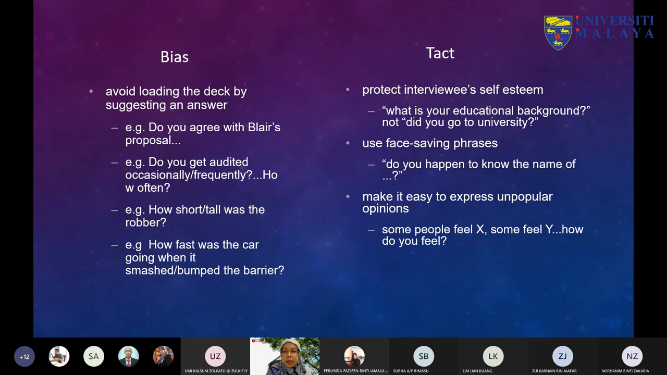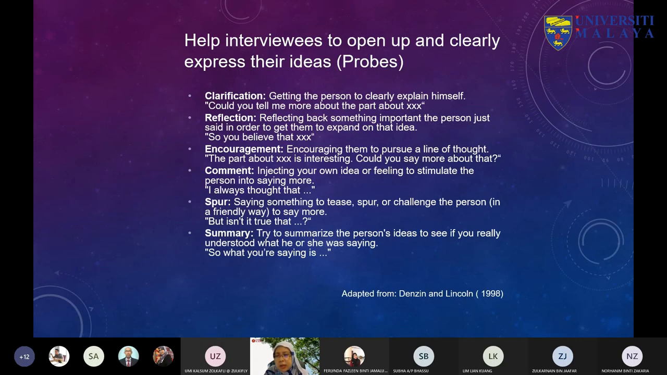Avoid bias. Without intention, not intentionally, you are pushing them to get into your idea. So this is bias: how fast was the car going when it smashed into the barrier? Not necessarily when a car is involved in an accident is it going fast; maybe the driver fell asleep, not even fast, for example. Okay, so this is just some example. Some people say X, some people say Y. Okay, how do you say it?